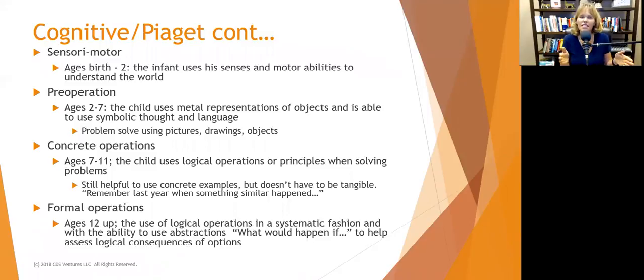Pre-operational, this is age 2 through the beginning of elementary school. The child uses mental representations of objects and is able to use symbolic thought and language.